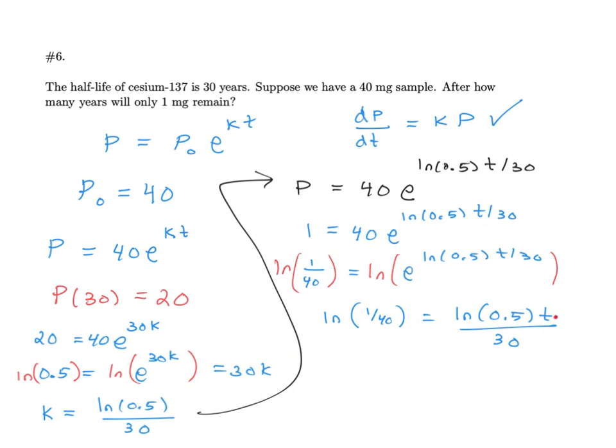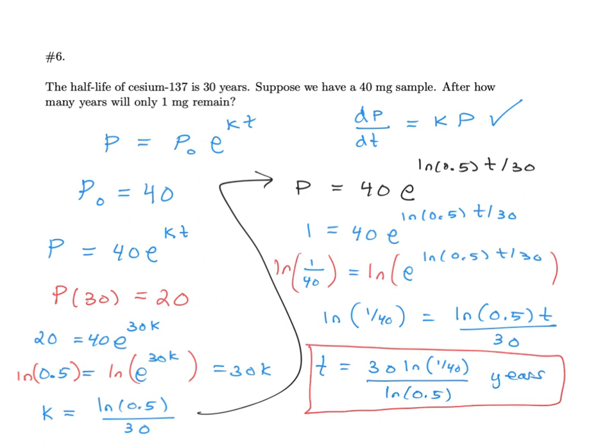To solve for t, I will multiply 30 to this side of the equation and then divide both sides by the natural log of 0.5. I'm going to do this in a single step. t is equal to 30 times the natural log of 1 over 40. Again, that came from this gets multiplied here. To get rid of this, I will divide it to the other side, which puts it in the denominator. That is divided by the natural log of 0.5. And this is years. I don't have a calculator, so I can't estimate it, but it takes this many years to reduce a 40 milligram sample down to a single milligram.